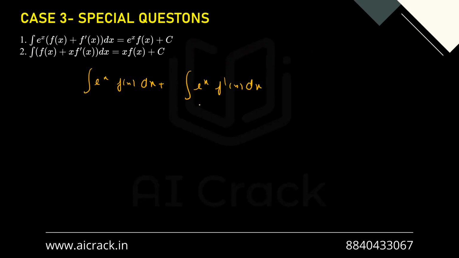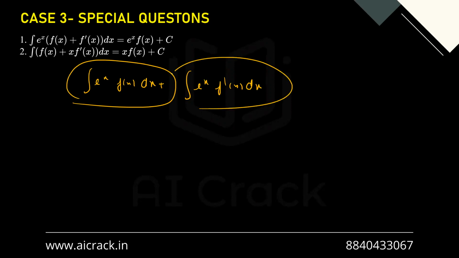Now, according to our ILATE rule, we would have taken e raised power x as the second function and f dash x as the first function, because we don't really know what kind of function this is, but we definitely know that e raised power x comes at the end of the ILATE table, right? But over here, we'll not be following the ILATE rule. I'll tell you the reason why. So this is the first part and this is the second part. We'll solve the second part first.